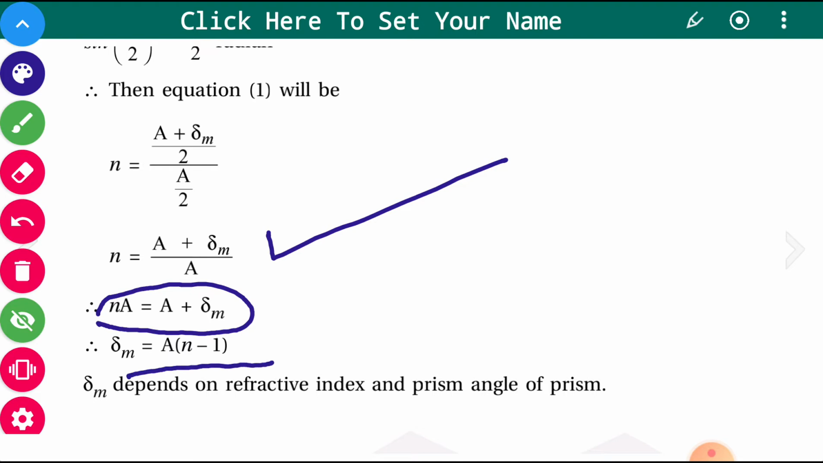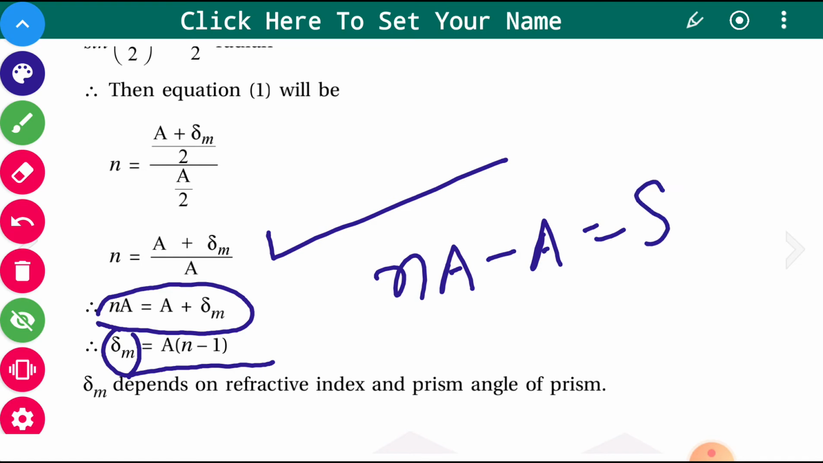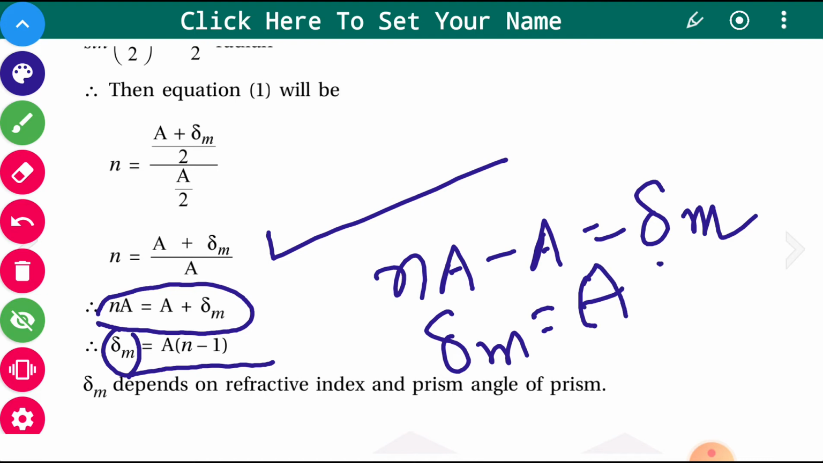We make delta m the subject of the formula. So nA minus A is equal to delta m. So delta m is equal to, A is common, (n minus 1) A. Instead of delta m, sometimes it is written as dm, the angle of minimum deviation.